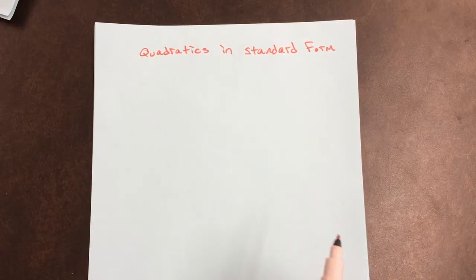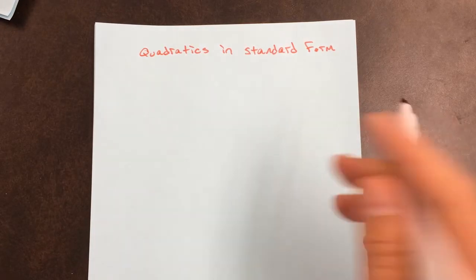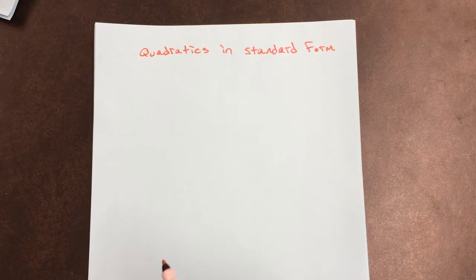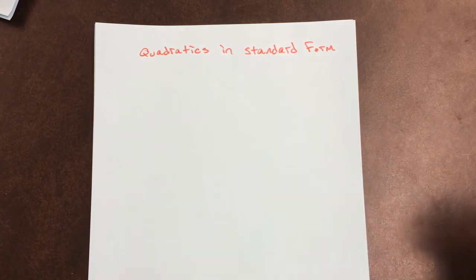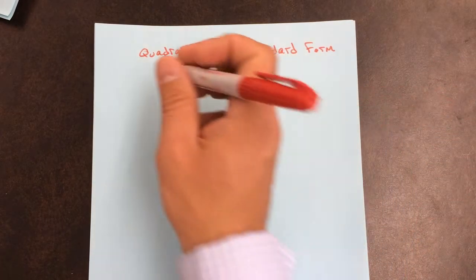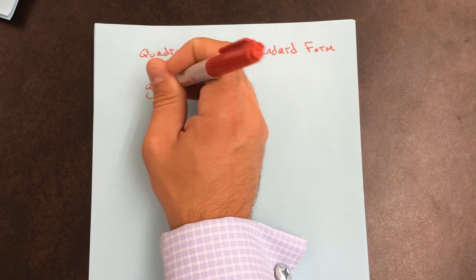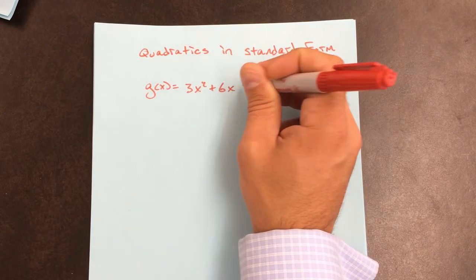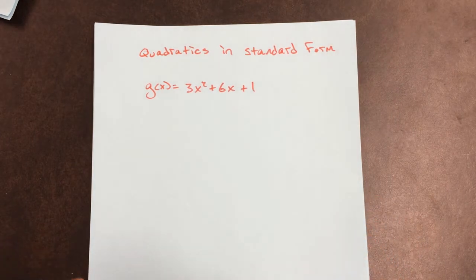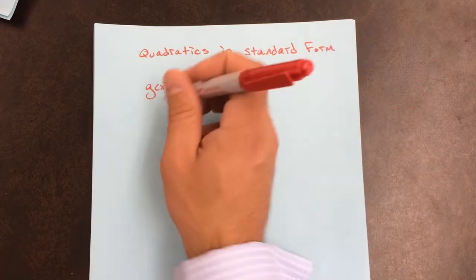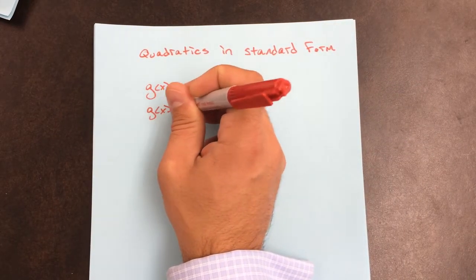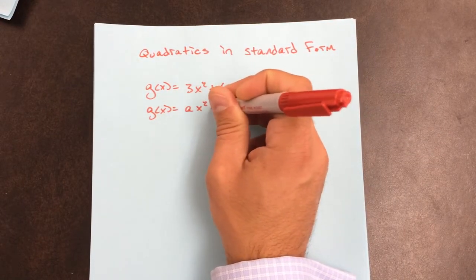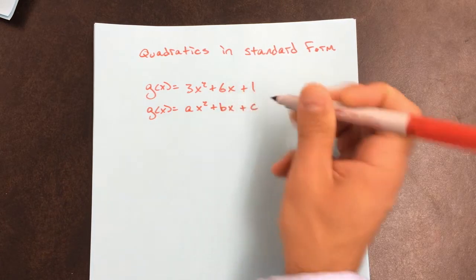Okay, we're going to talk about quadratics in standard form. The other ones that we did were already in vertex form, so it was easy to tell the parts of them, but they're not always in vertex form. Sometimes they're in standard form. So if I have a quadratic that looks like this, I'm not able to tell the vertex by just looking at it because it's in a different form. This is the form of ax squared plus bx plus c.